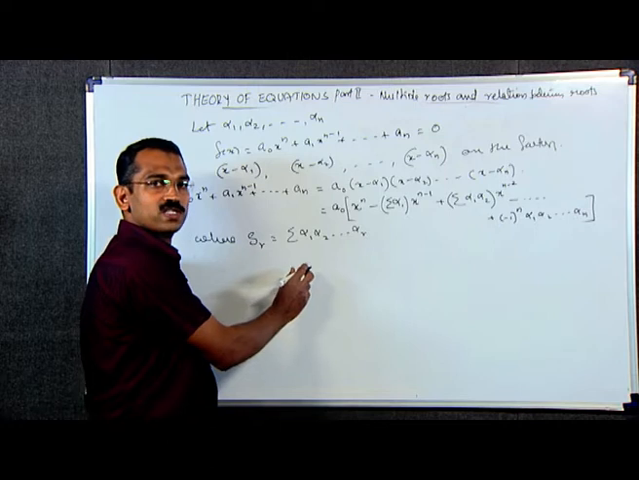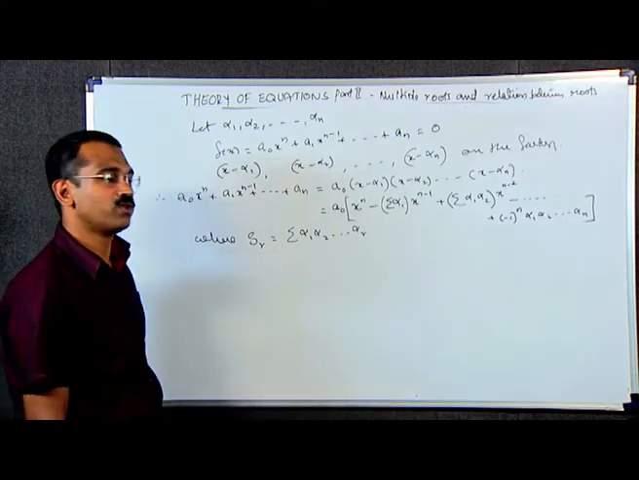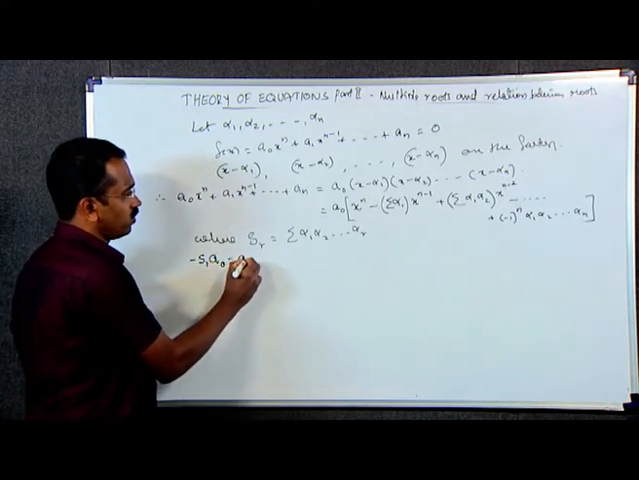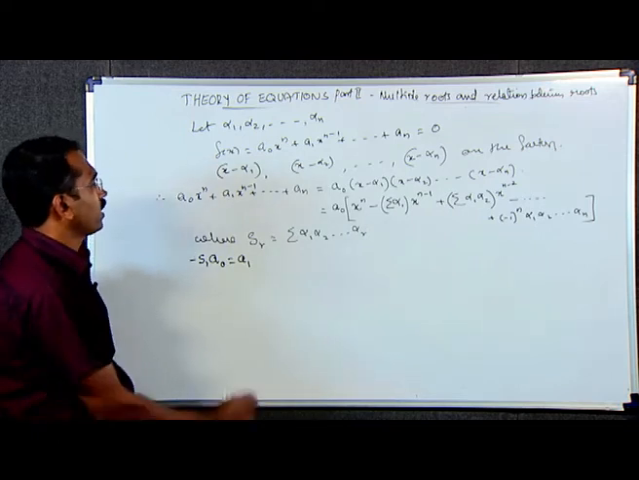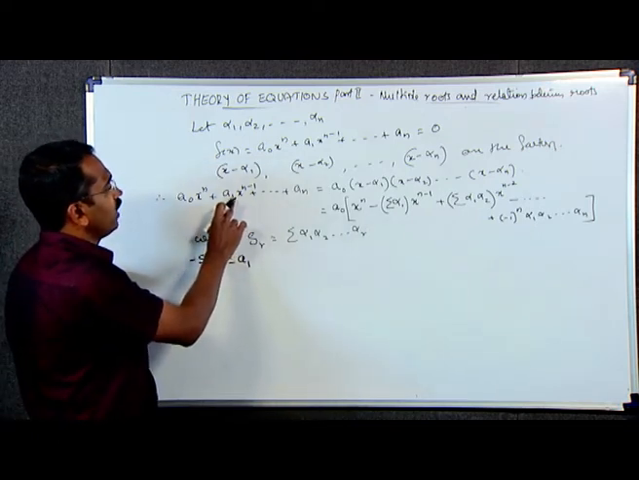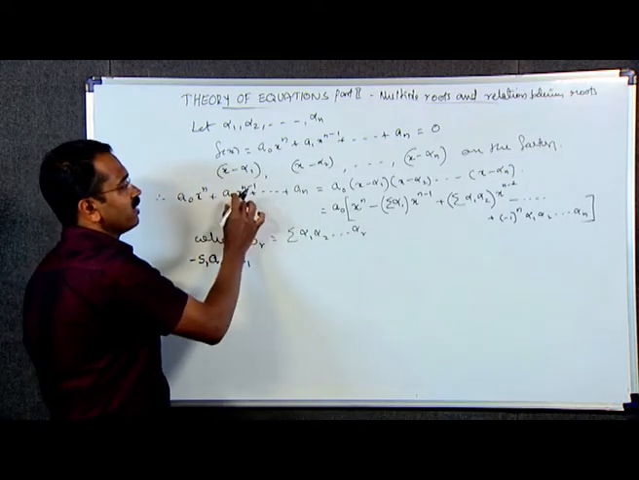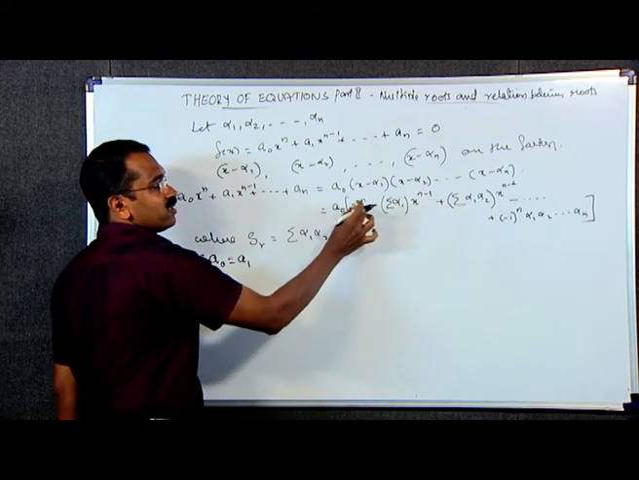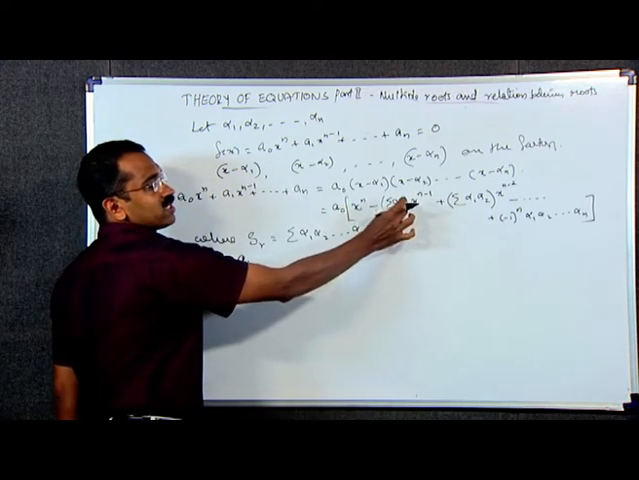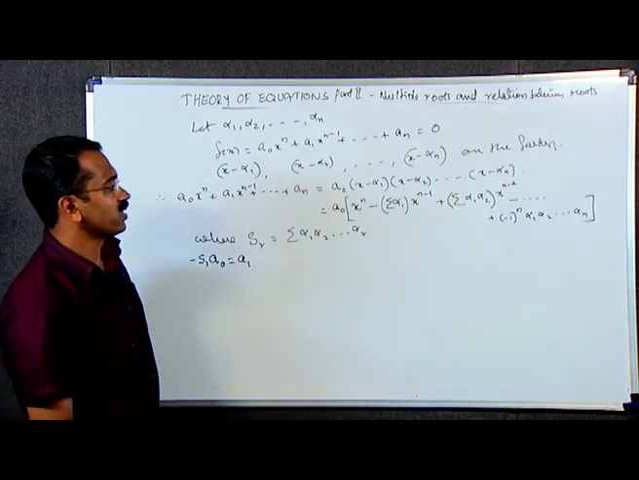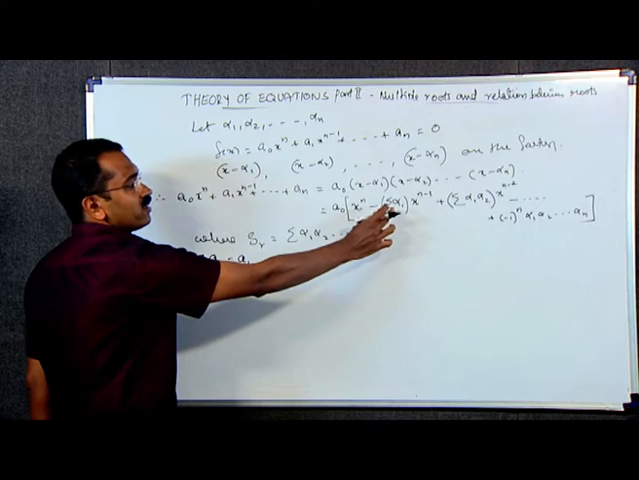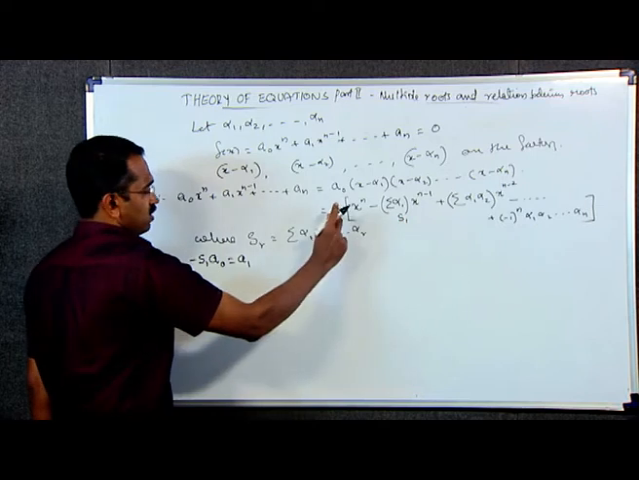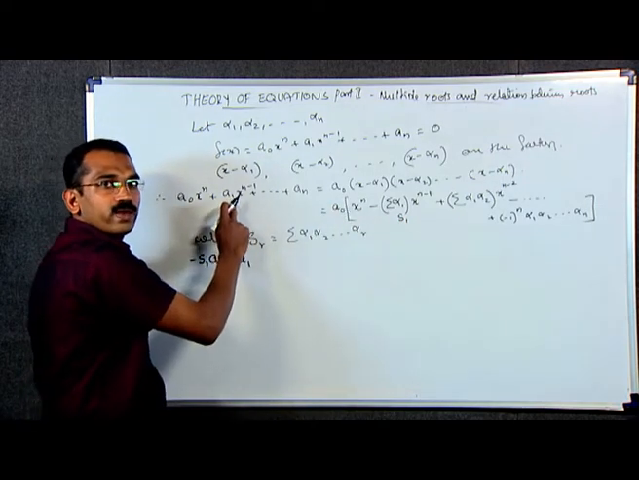Now, equating coefficients of like powers on both sides, we get minus S1 into a naught is equal to a 1. That is, a 1 into x raised to n minus 1 is in the left hand side. In the right hand side, the term having x raised to n minus 1 is a naught into negative of summation alpha 1 into x raised to n minus 1. On equating, this is our S1. Therefore, minus S1 a naught is equal to a 1.